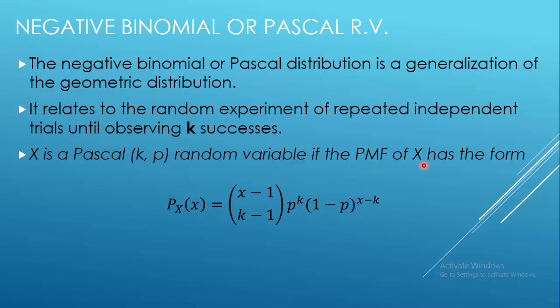if the PMF of X has the form shown here. This is the generalized form for the negative binomial or Pascal random variable. This is the equation used for this one.